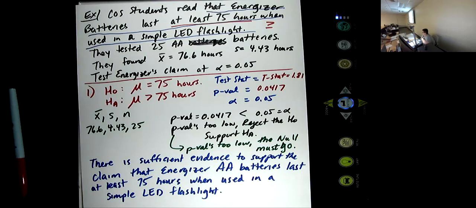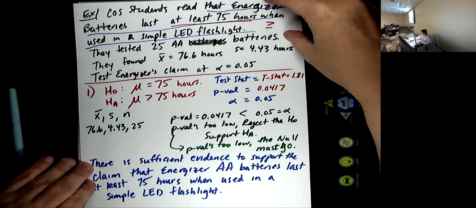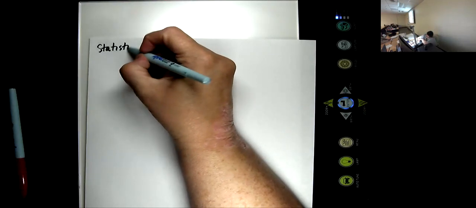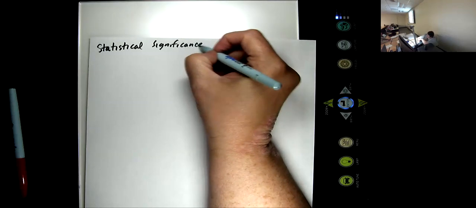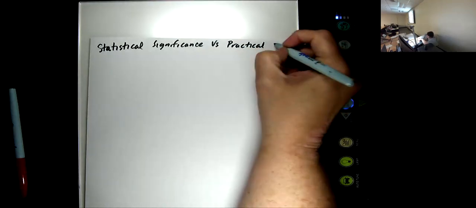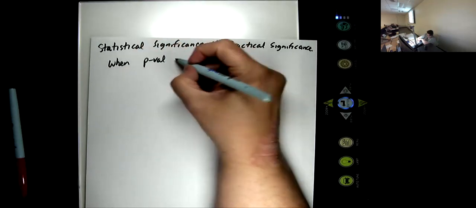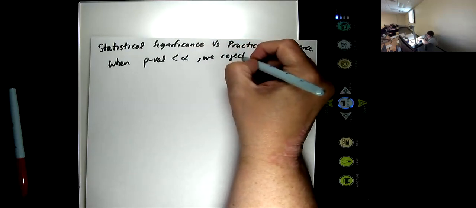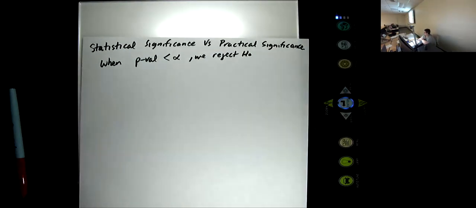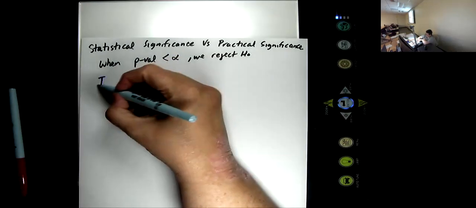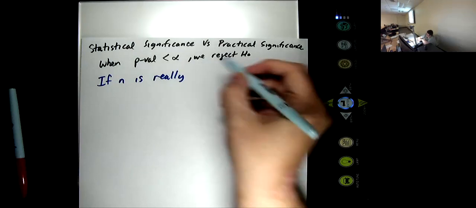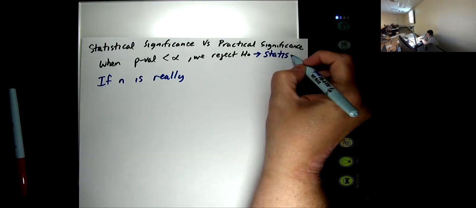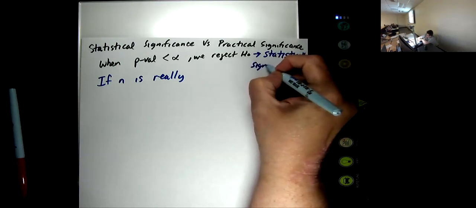I've got one final topic I want to address in this section. It's about statistical significance versus practical significance. When p-value is less than alpha, we reject H naught. That's just the rule. If we reject H naught, we say it's statistically significant.